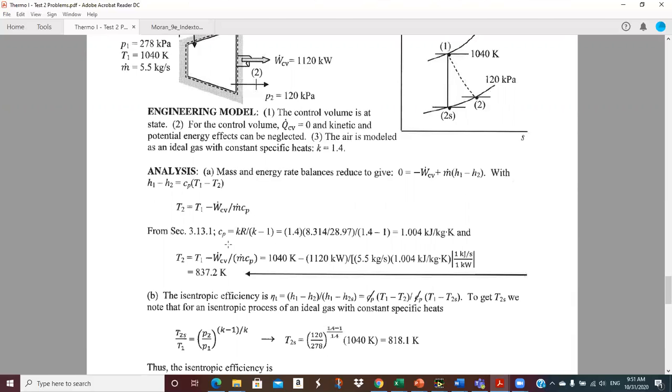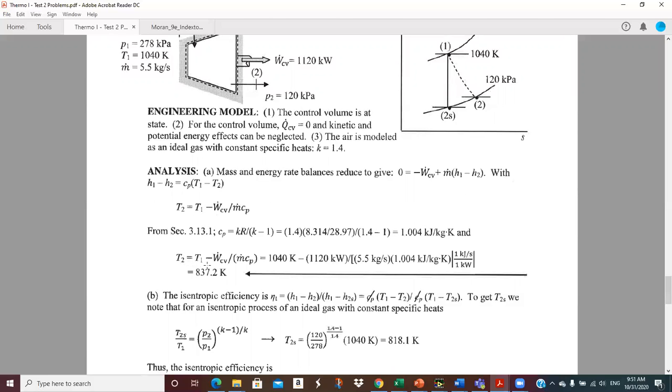So Cp is K, 1.4, times the specific gas constant, which is the universal gas constant, 8.314, divided by 28.97 for air, divided by K minus 1. When I do that calculation, I get 1.004 kilojoules per kilogram per degree K as my value of Cp, and then I'm going to substitute in this expression and calculate T2.